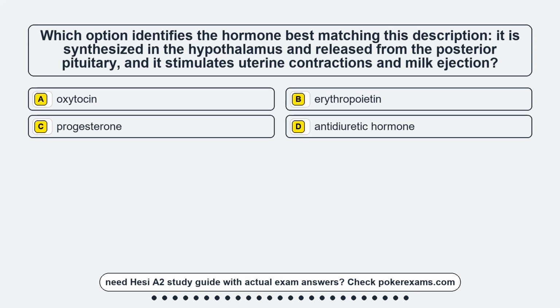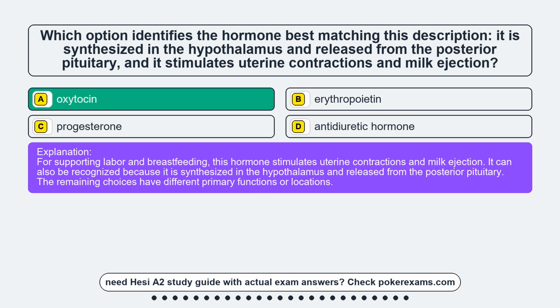Question 4. Which option identifies the hormone best matching this description? It is synthesized in the hypothalamus and released from the posterior pituitary, and it stimulates uterine contractions and milk ejection. Option A, oxytocin. Option B, erythropoietin. Option C, progesterone. Option D, antidiuretic hormone. The correct answer is option A, oxytocin. For supporting labor and breastfeeding, this hormone stimulates uterine contractions and milk ejection. It can also be recognized because it is synthesized in the hypothalamus and released from the posterior pituitary. The remaining choices have different primary functions or locations.